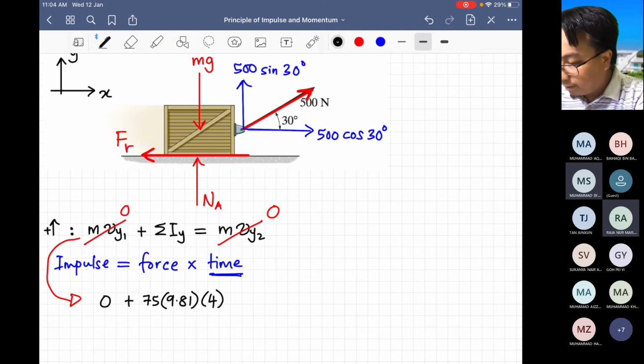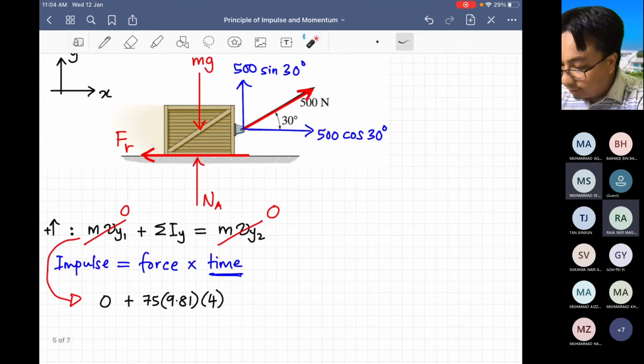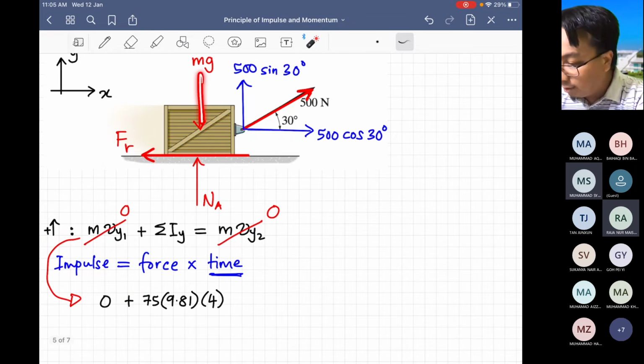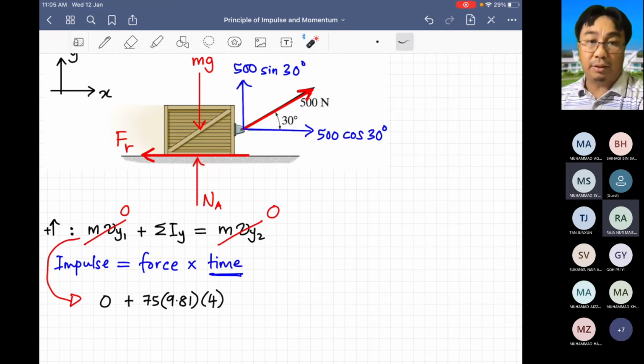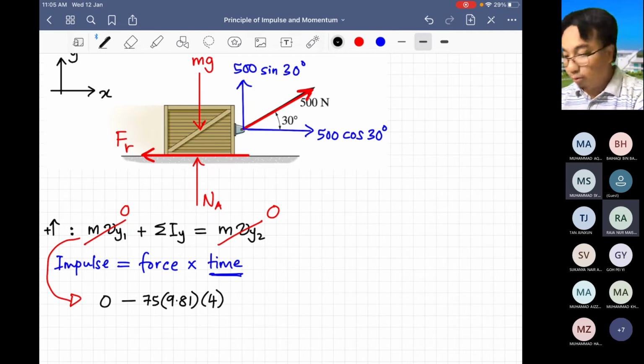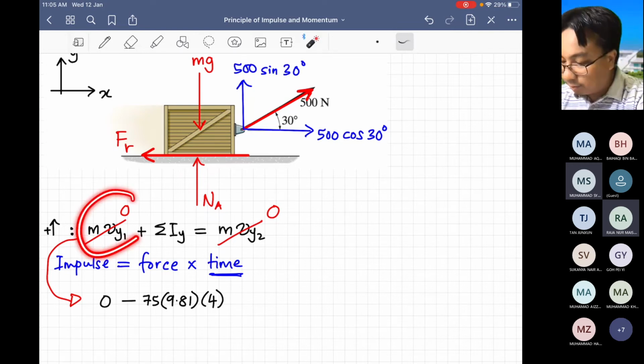Okay, sorry, before that kita kata positif ke atas. So mg, this is wrong. This should be negative for mg sebab mg ni pointing ke bawah. Okay, mg downwards. So dia jadi negatif. Na is positif ke atas. 500 sin 30 is also positif ke atas. So I'm gonna padam this and kita tambahkan minus kat sini. 0 comes from here, the momentum.